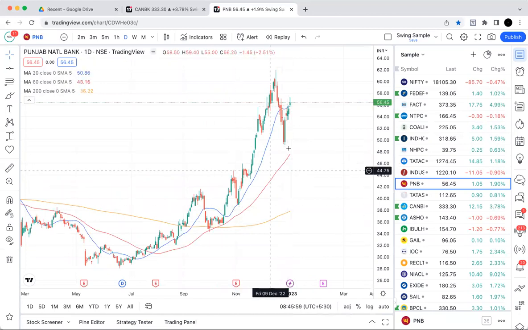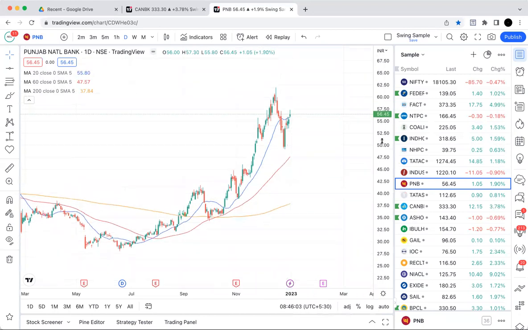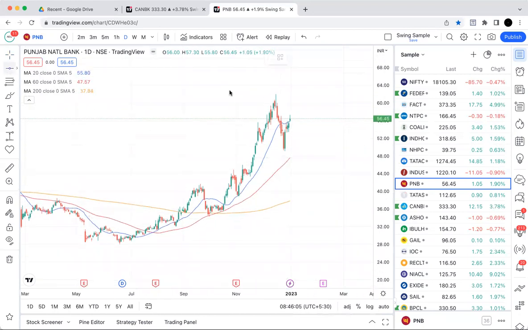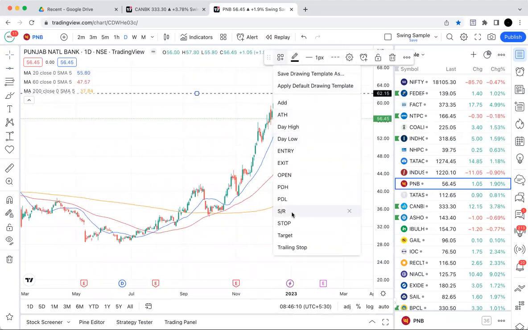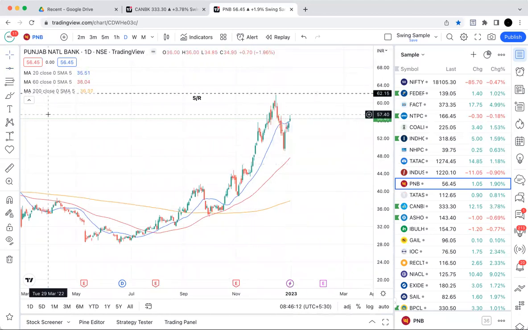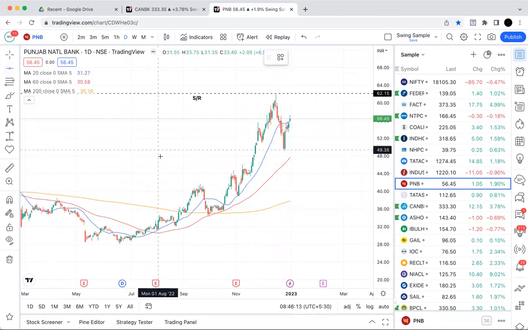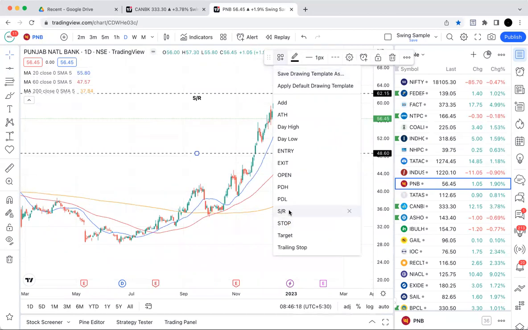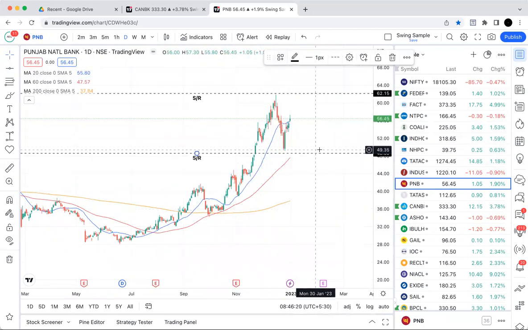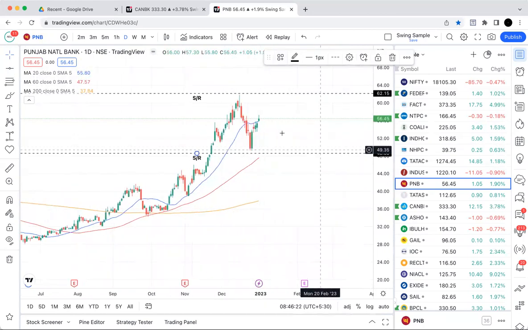Look at that right there. Looks good. And here's what I would do with something like PNB. Draw some lines of support and resistance. Here is a line of resistance right here. The stock price would not go higher than that. And here is a line of support right there. I would draw support and resistance, and now I would keep this and watch this every day and wait for the price to go up and break out from here.